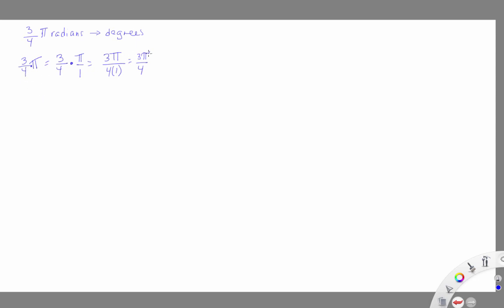We're trying to convert 3 pi over 4 radians into degrees. If you remember from the last video, there's a proportion we need to write to do this conversion. And here's the proportion we will always use. We know that radians over 2 pi are equal to degrees over 360.